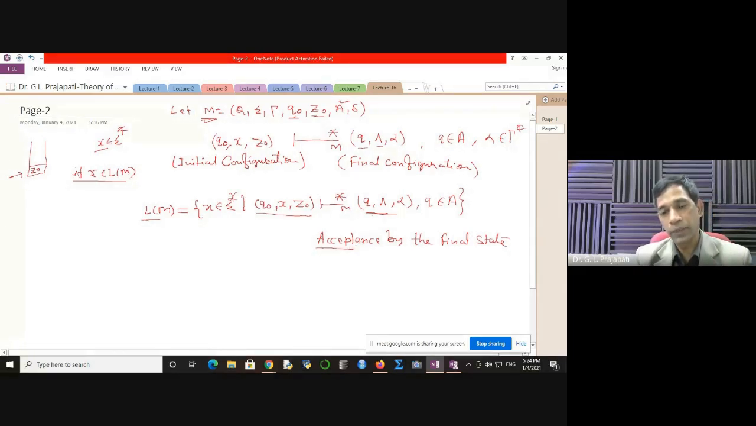Why is it so? Because we are accepting the input by the final state. The final state is important here. When your input is exhausted, you have to see what the state of your machine is. If the state of the machine is final, then you can say that yes, it is accepted. That's why this kind of acceptance is known as acceptance by the final state. Another kind of acceptance is also possible in the case of a PDA, which is acceptance by the empty stack.